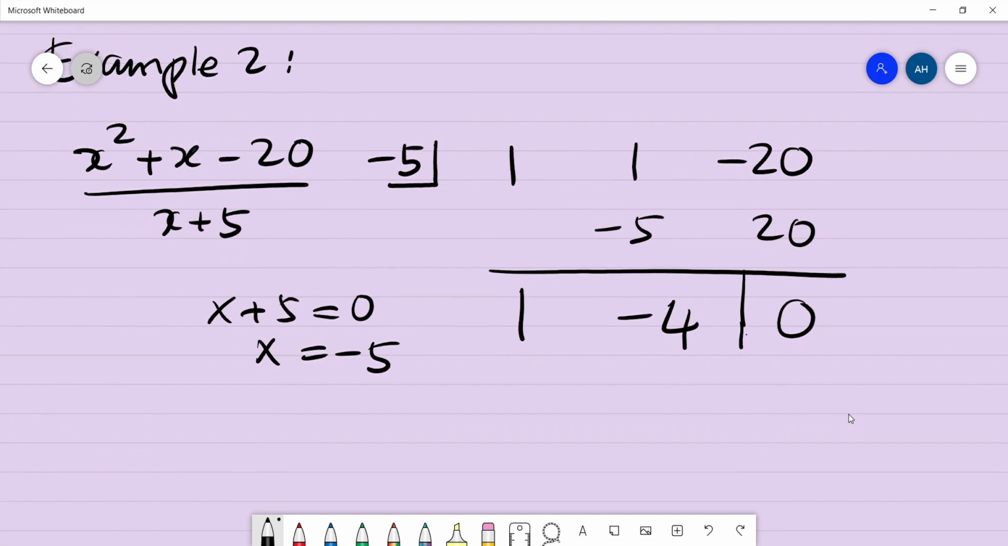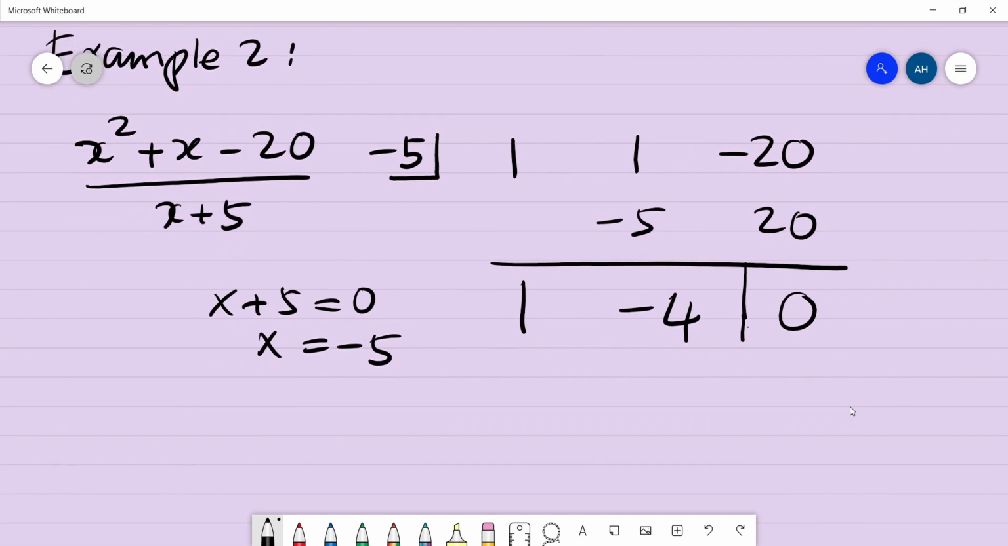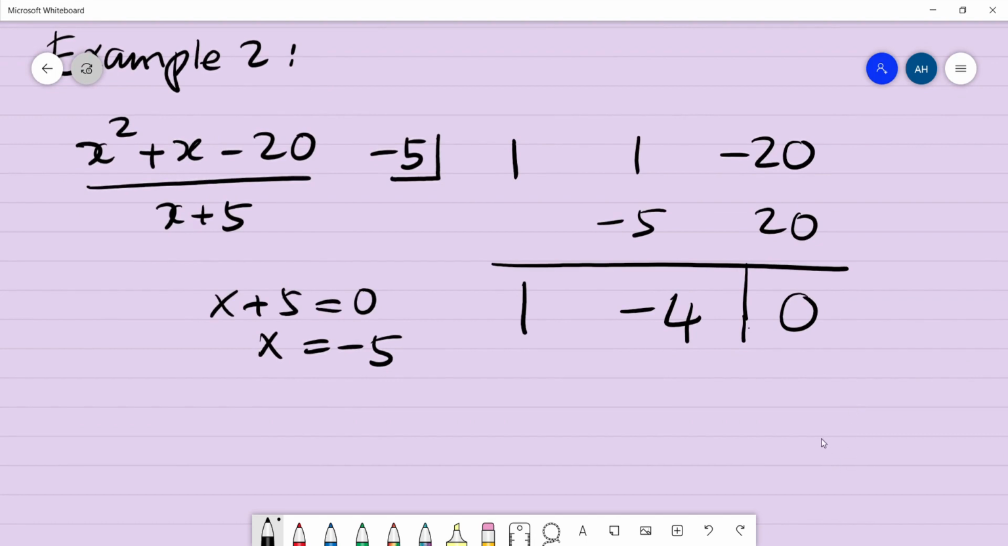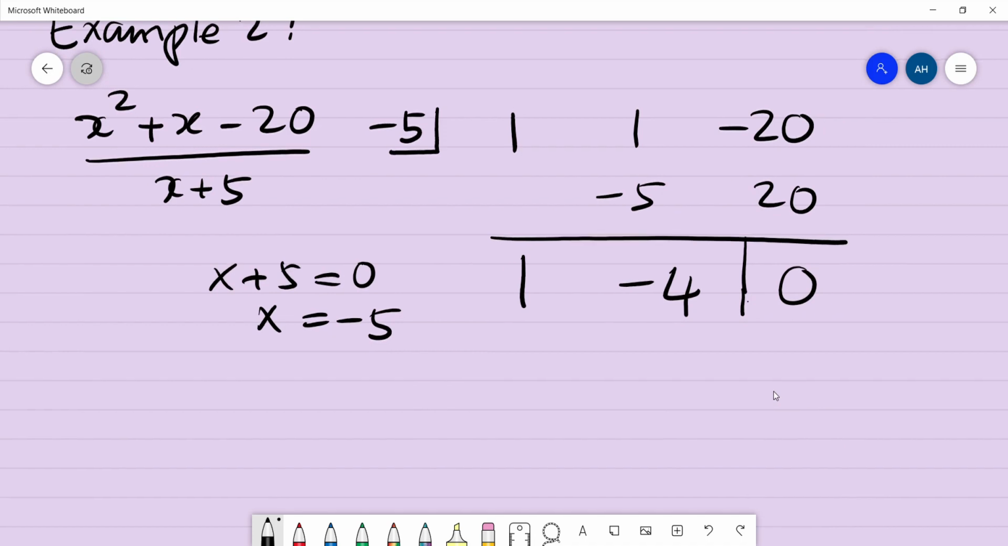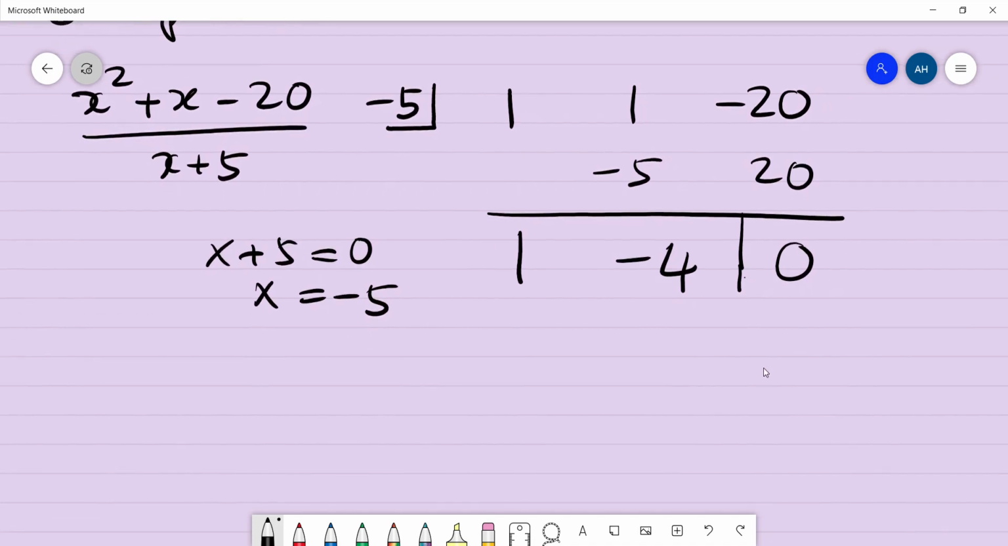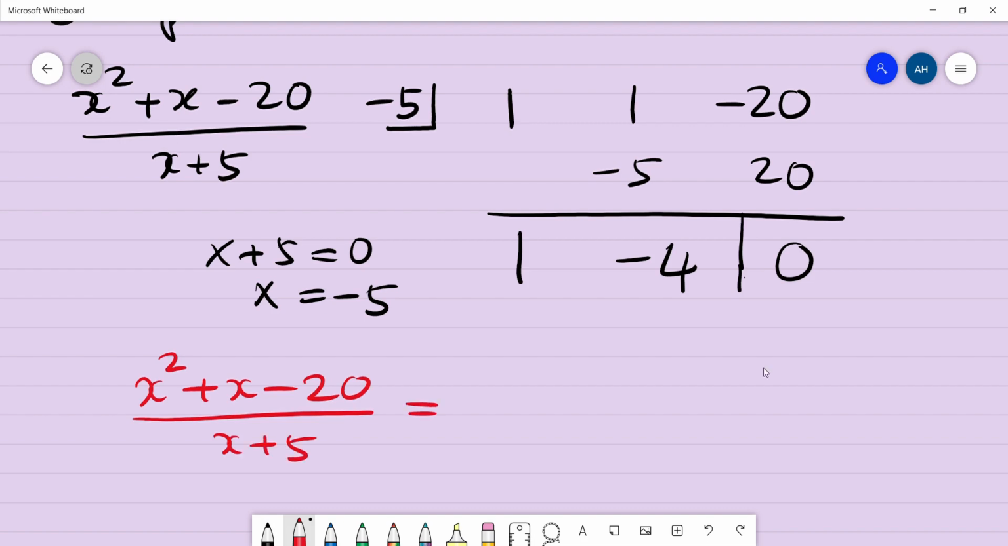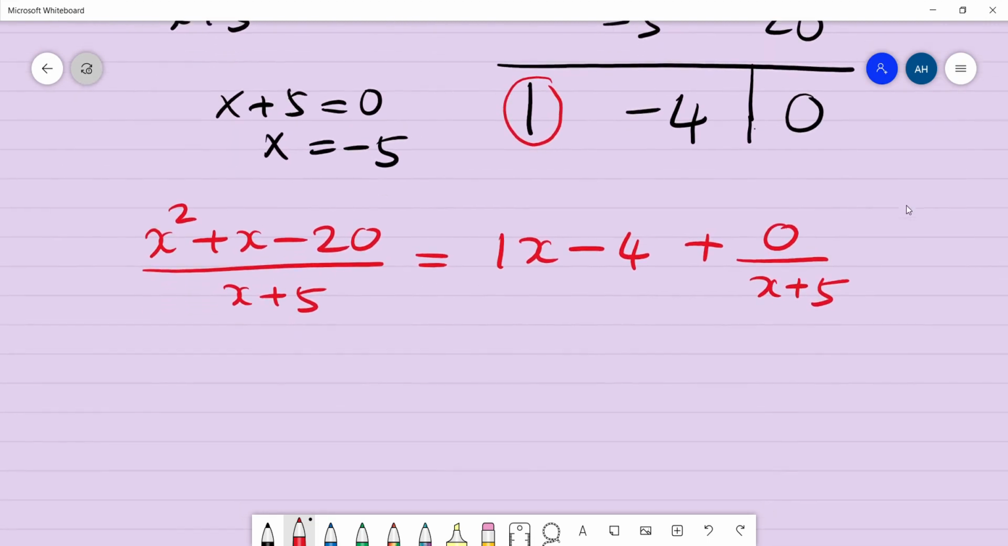As you still remember, as we discussed about the factor theorem, when the remainder is 0, that means the divisor is one of the factors of the dividend. Now we are ready to write down the answer. When we divide x squared plus x minus 20 by x plus 5, the answer is, this number 1 is the coefficient of the variable, so we have 1 times x minus 4, plus the remainder, that is 0 over x plus 5.